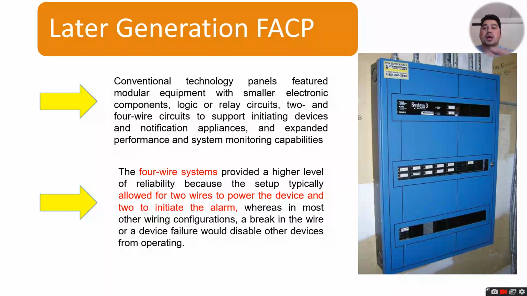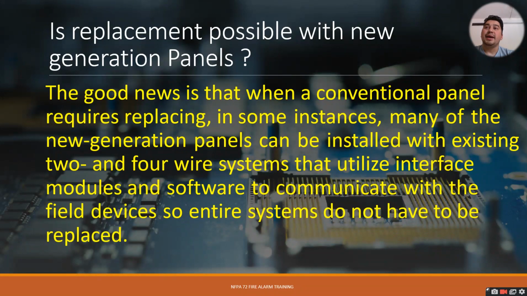Whereas in most other wiring configurations, a break in the wire or a device failure would disable other devices from operating. So these were some changes that happened in the later generation of fire alarm control panels as compared to the previous ones. Is replacement possible with new generation panels? Is there any possibility that if you have the old generation panels, you can change them with the new generation ones? The good news is that yes, we can.